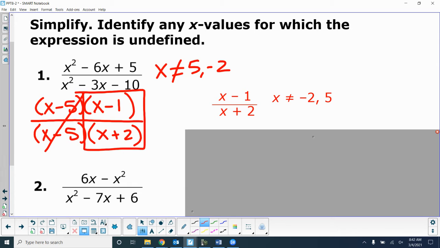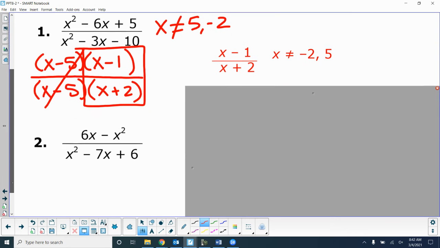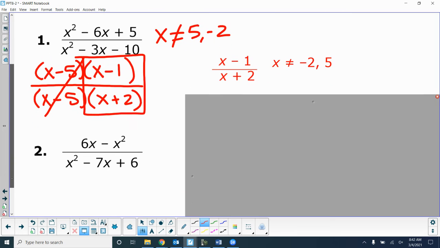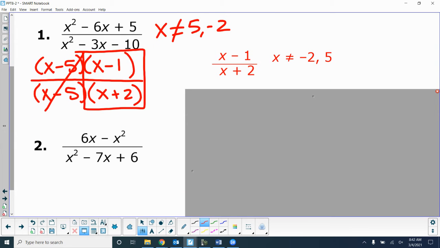If we substitute -2 or 5 in the original problem, we'll get a 0 in the bottom, and that's not possible. So X can be anything but those two numbers. Wait, so you don't have to zero out the numerator? No, you don't have to worry about it. It's okay to have 0 in the numerator. 0 divided by anything is 0. But you cannot divide by 0. Remember, that's undefined.